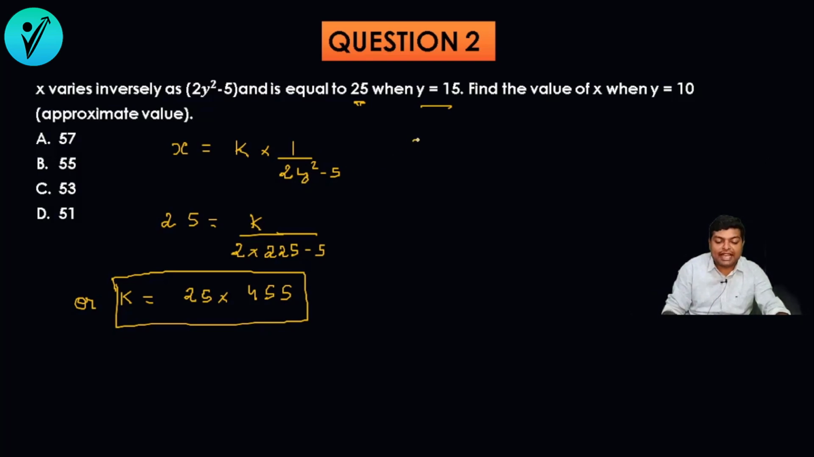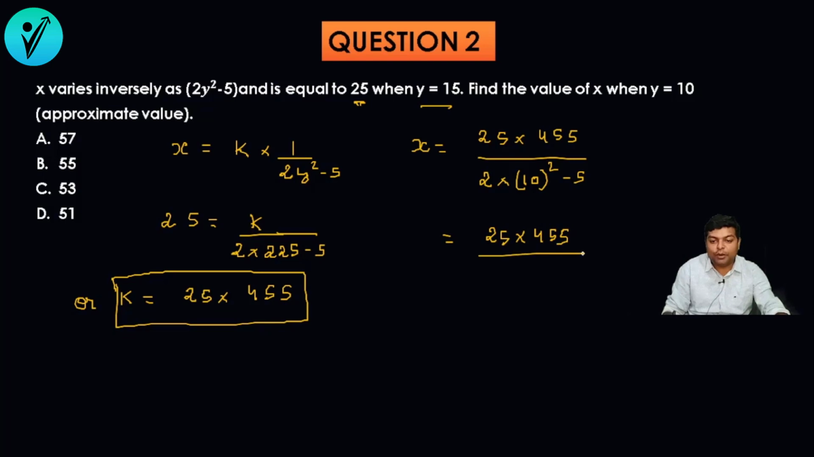So it will be written as x will be equals to k. What is the value of k? It's 25 into 455, right, upon 2 into y square. Now this y square will be replaced by 10 square, minus 5. Further simplify it, it will be 25 times of 455 upon 2 into 10 square is 200 minus 5, which is 195.